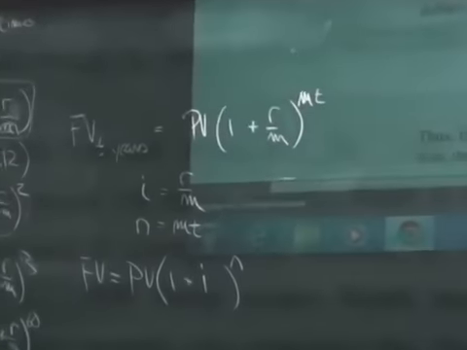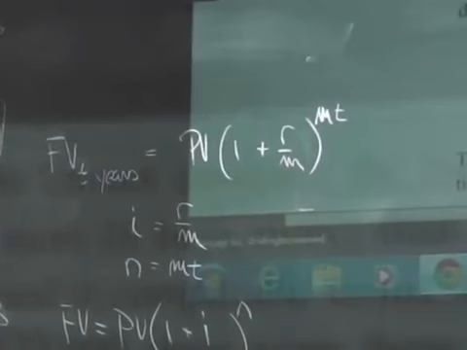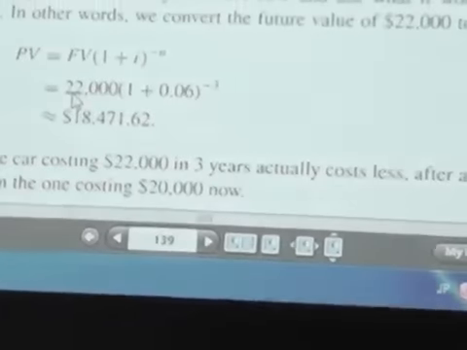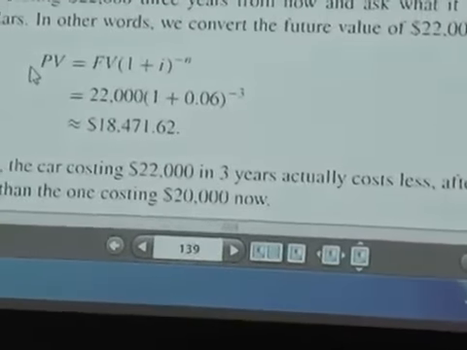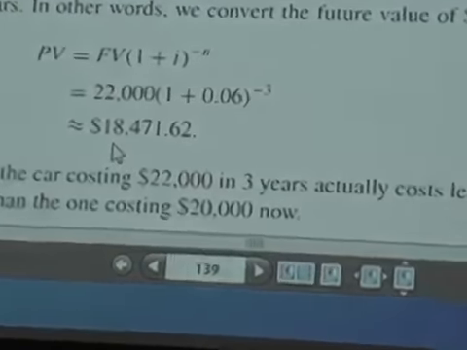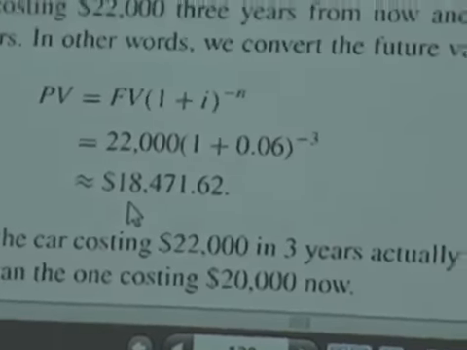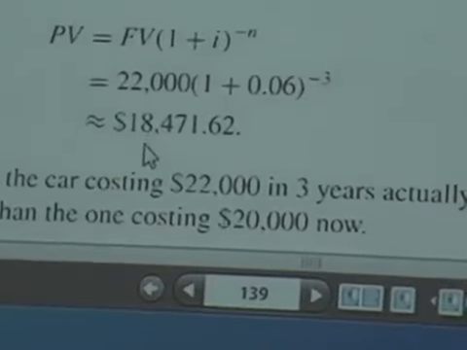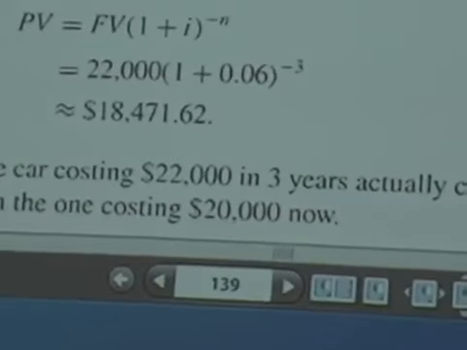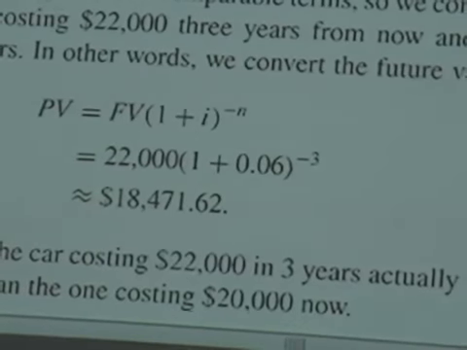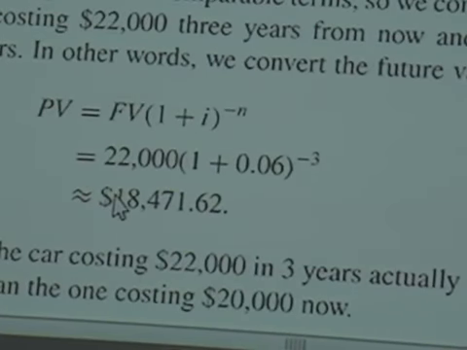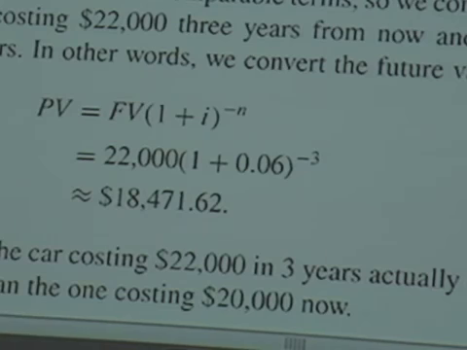So, okay, what are they doing here? They're saying, suppose the future value of something is 22, what's the present value? What's the answer? 18. So what was the question? Which is more expensive? The 20,000 one today is more than the 22,000 one in 3 years, given one important fact, and that is inflation is 6% per year. Okay? All right, any questions about that?